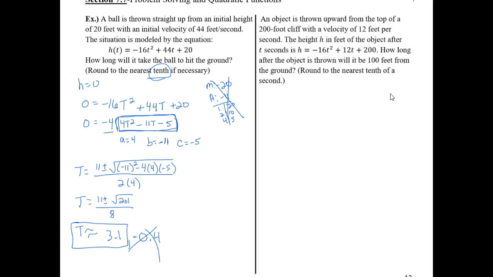So in this case, the height is 100. So it's 100 feet from the ground. And we're going to replace h with 100 and solve. So 100 equals negative 16t squared plus 12t plus 200. It's a quadratic, right? We have a t squared here. So we get everything on one side and try to factor.